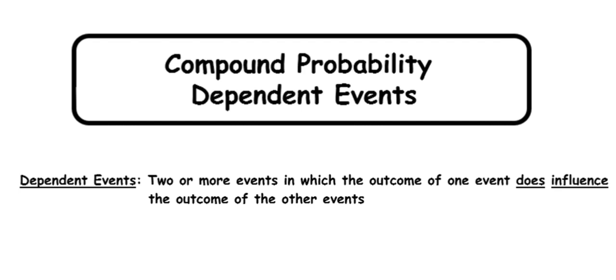Today we'll calculate compound probability of dependent events. A dependent event is when two or more events in which the outcome of one event does influence the outcome of the other events. And remember, when we're calculating probability, we're writing fractions and we're multiplying those fractions.